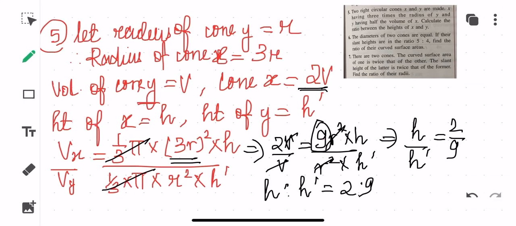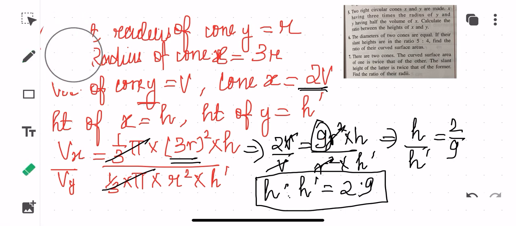Okay, so this is the way this particular sum has to be done, that the ratio of heights is coming out to be 2:9. So this was also an easy one. We'll move on to question number 6.